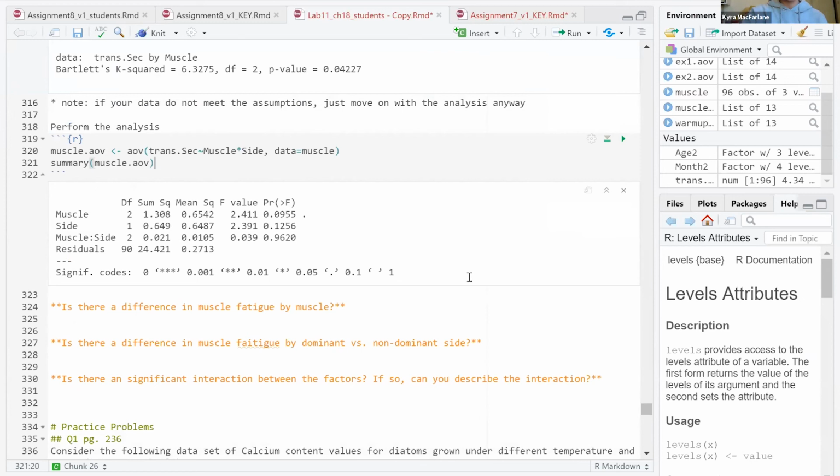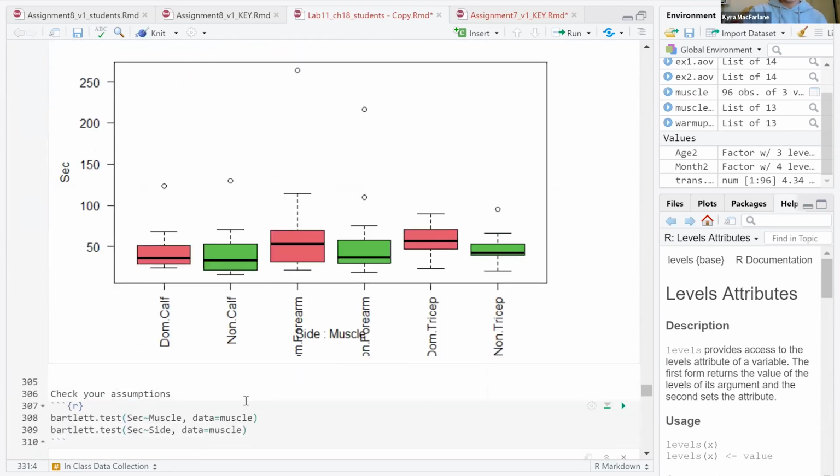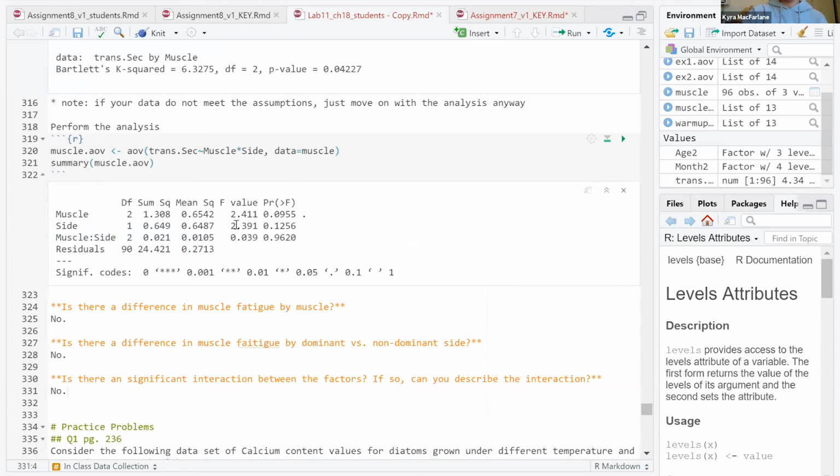So yeah, we find that there is no significant difference actually. So is there a difference in muscle fatigue by muscle? No. Is there a difference in muscle fatigue by dominant versus non-dominant? No. And is there a significant interaction between the two? No. It looks like we almost had one by muscle, but not quite. Maybe with a larger sample size, we would have seen a difference. Okay, cool. So that's the in class 1.